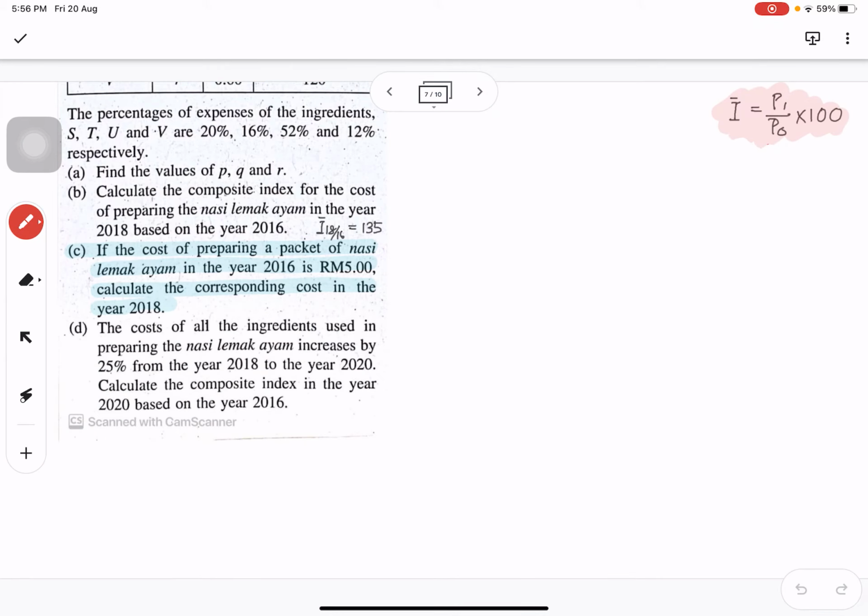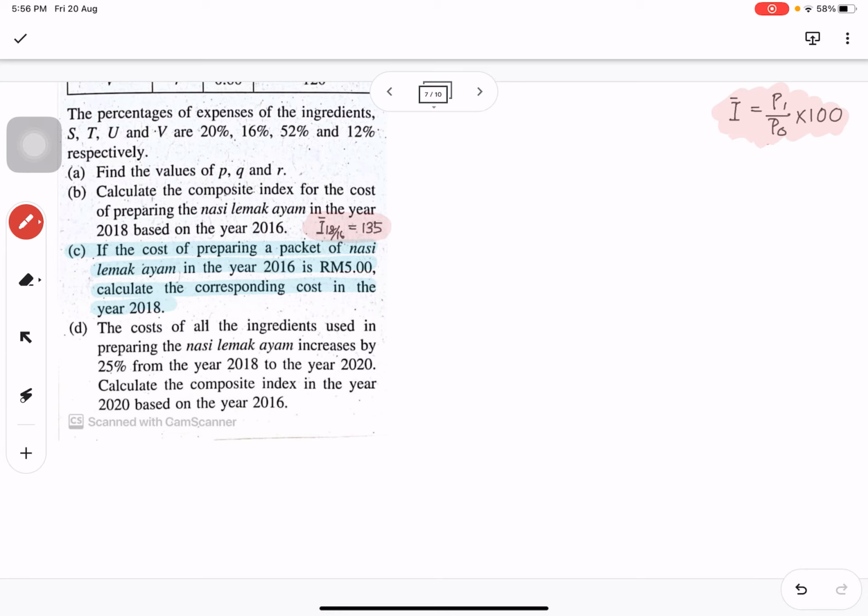Then now we are going to see. Before that, please take note of the answer for B. What is the answer for B? Can you see that? This is the answer for B. You need to refer to this answer because later you are going to use it.